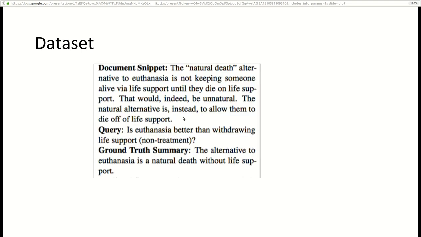Now coming to the data part, the data set is from Debatepedia, an encyclopedia of pro and con arguments and quotes on critical debate topics. There are in total 663 debates in the corpus. These debates belong to 53 overlapping categories such as politics, law, crime, environment, health, morality, religion, etc. The training data is given in the form of a triplet, that is document snippet, query and ground truth summary, and the model is trained.